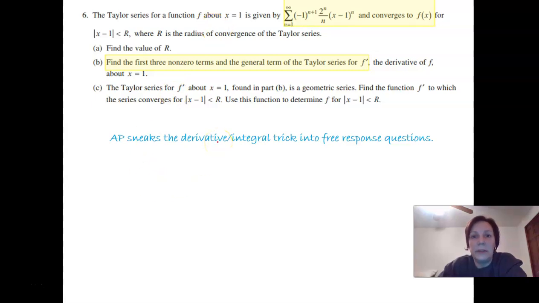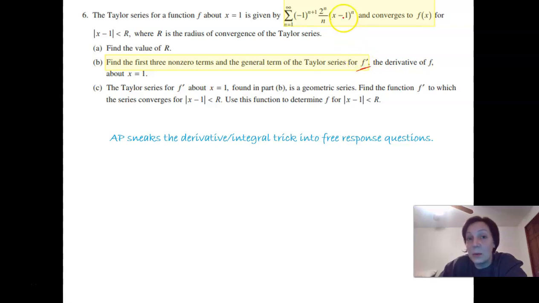And they give you the rule for the series up here, and they tell you it converges to f of x. In other words, they're telling you, I'm giving you the series for f of x. And then notice down here in part B, they say find the first three non-zero terms for f prime.